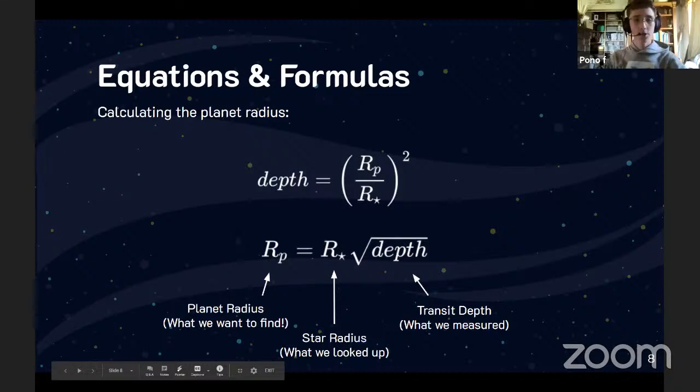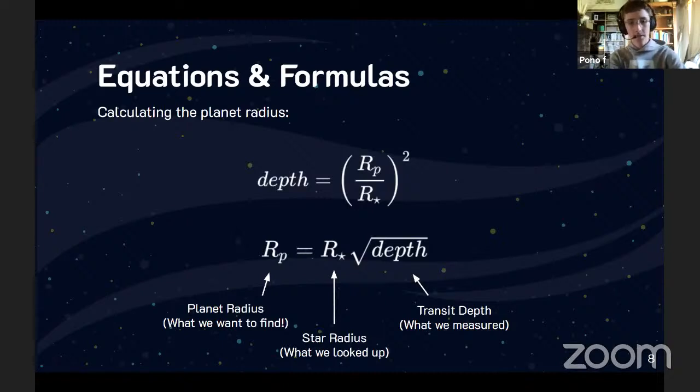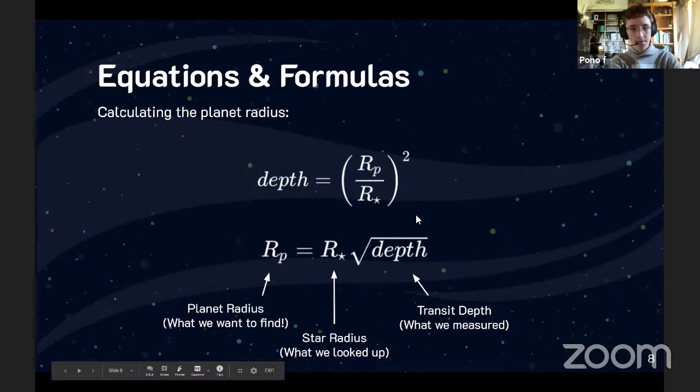Another equation we used was for calculating the planet's radius. The equation on the top is our final one. Now, what it means: R with a small p is the planet radius, which is what we want to find. The R with the star subscript is what we looked up, and it's the radius of the star. And the depth is the transit depth, which is what we measured. Next slide.